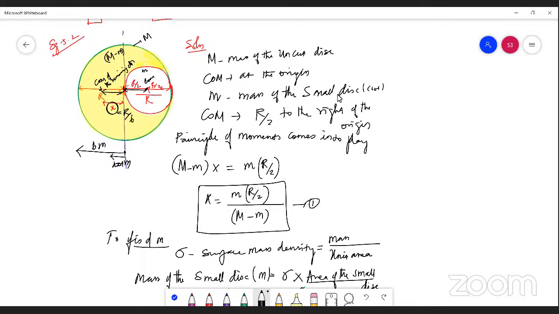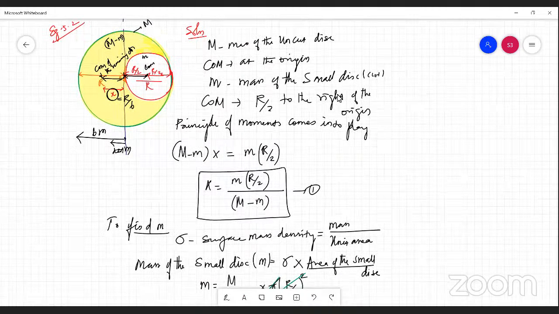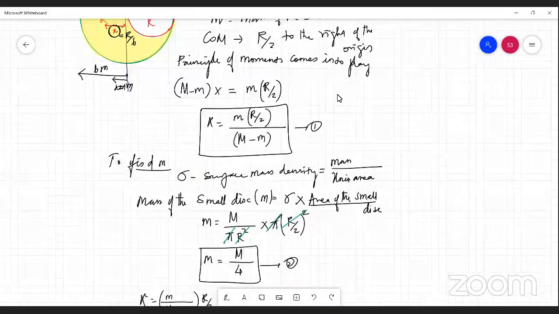So if you want to hold the cut disk with your finger, then you have to hold it exactly at the center of mass so that it will be kept balanced. And where you have to keep your finger, idea is simple, at a distance R by 6 from the origin, to the left of the origin. So this problem gives you a clear picture over here, that where the center of mass of this kind of disk will be located.